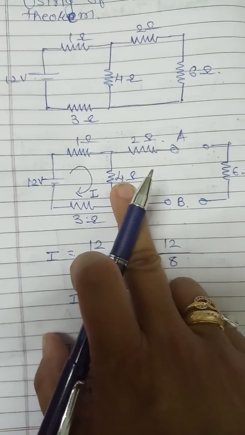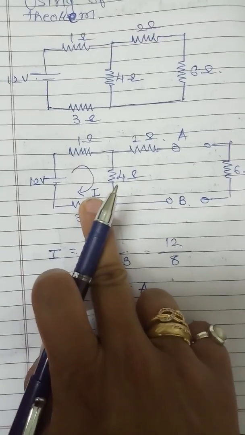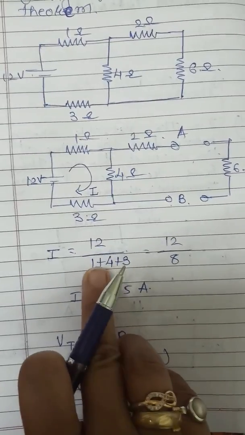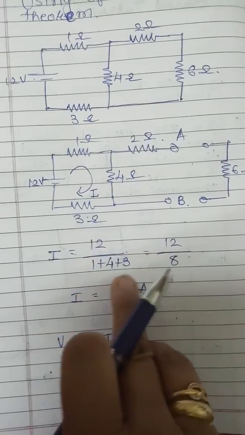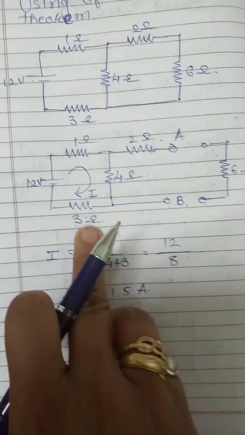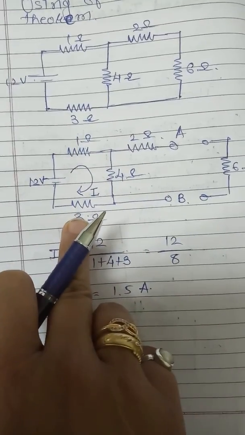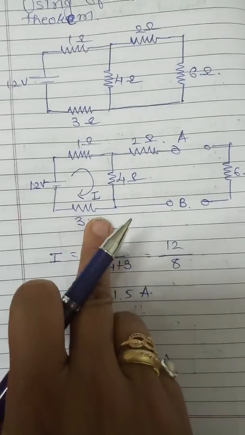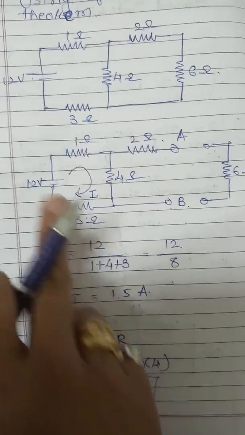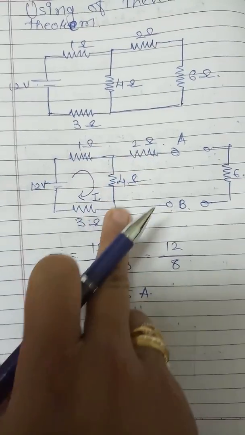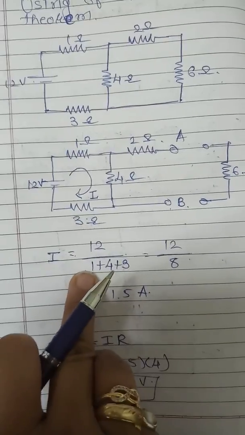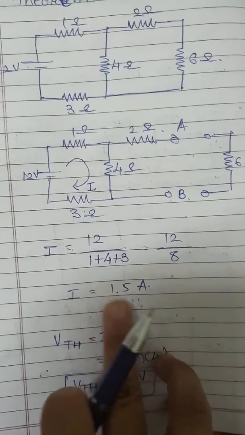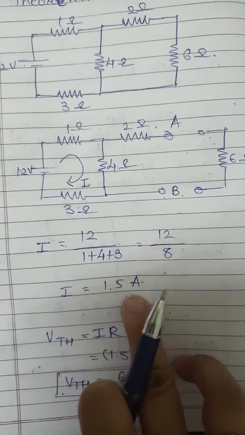To find out the VTH, you have to first find out the value of the current I in this loop. So I is equal to 12 upon 1 plus 4 plus 3, which are the resistances. See, 1 ohm, 4 ohm and 3 ohm, all the three resistances are connected in series, and V is the supply. So current I is equal to V by R. V is equal to 12 volt, and R is all the three resistances connected in series, so 1 plus 4 plus 3. So 12 upon 8. So the value of the current I will be 1.5 ampere.